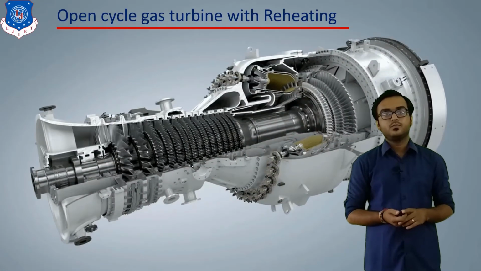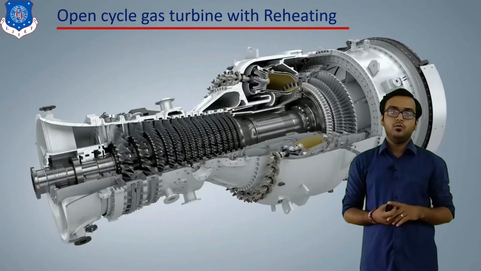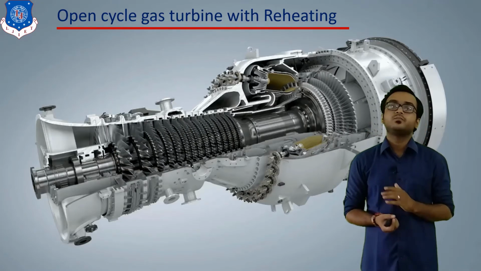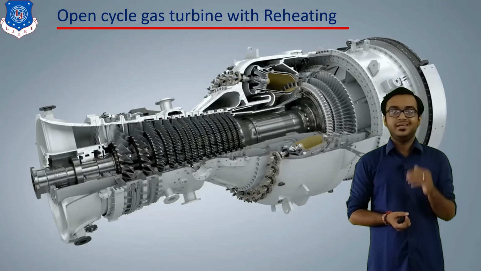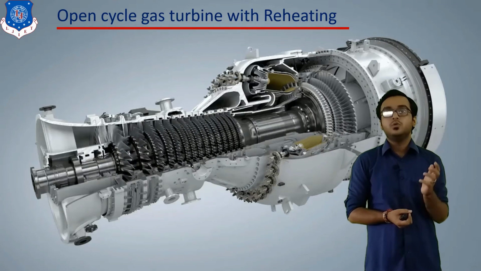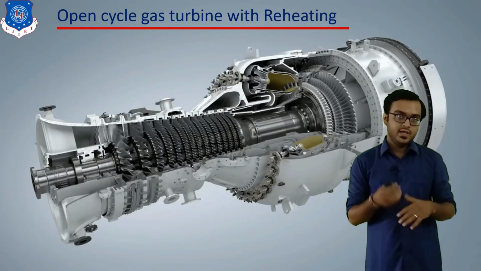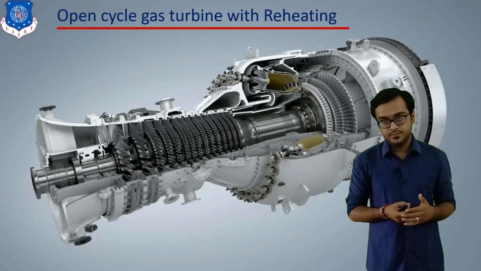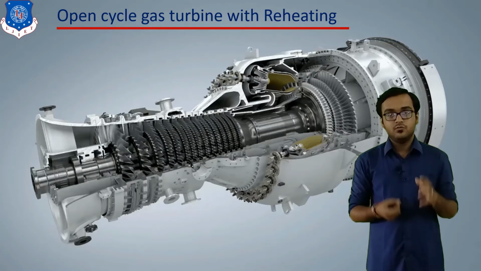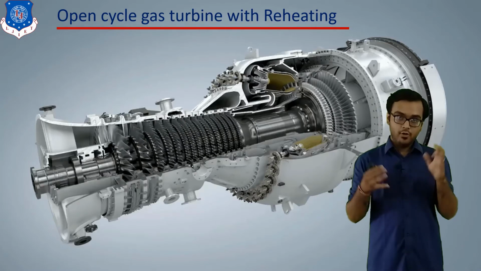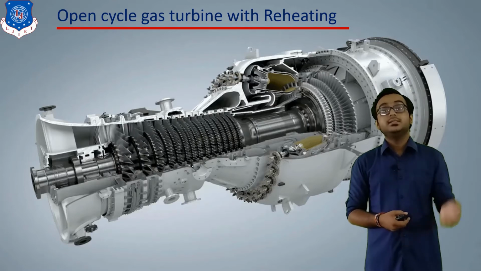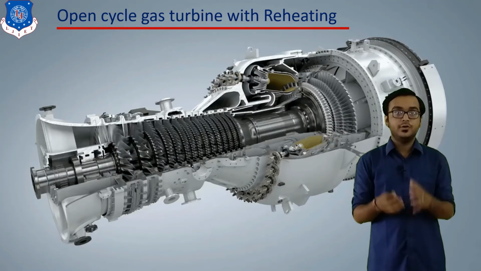Hello everyone. In our previous class, we observed the open cycle gas turbine with intercooling, in which we saw how intercooling improves the efficiency, and we also observed that because of the reduction of temperature at constant pressure, the volume of gas is reduced, and hence the work performed by the second compressor is also reduced.